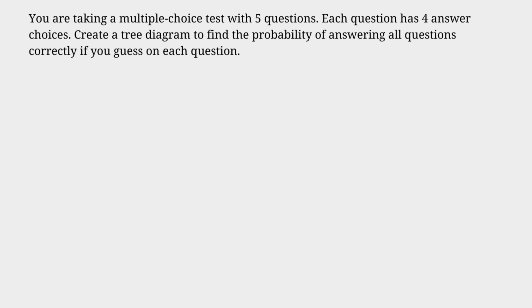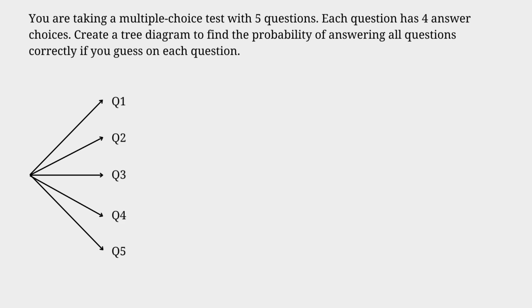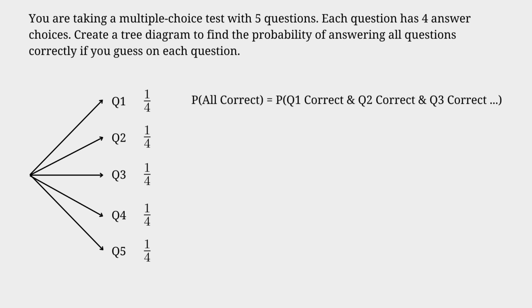So there are 5 questions, which means that you have 5 scenarios and thus have 5 tree branches for each question. Because there are 4 different choices for the answer per question, your chance of randomly choosing the right answer is 1 over 4, and that will be the probability for all 5 questions. So the probability that you will guess all 5 questions correct will be 1 over 4, or a quarter, to the power of 5, because you need to multiply the quarter by itself 5 times.